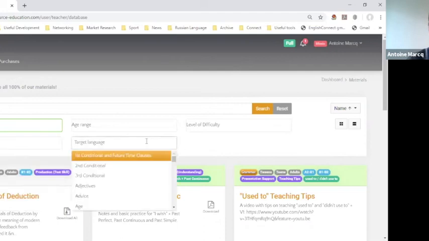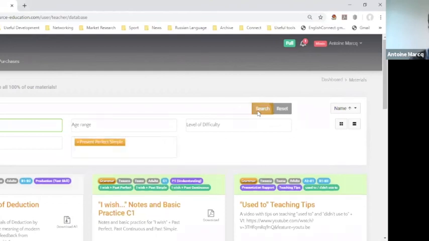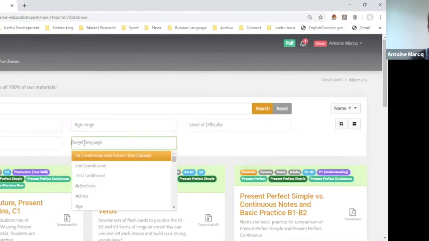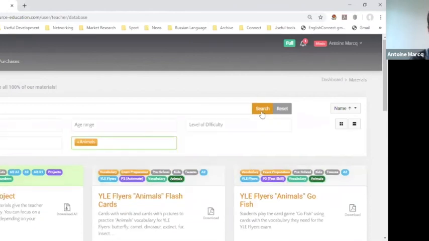And finally, target language. This is where you can type any target language you are looking for. It can be grammar. So for example, I start typing present, I have all these things. Present perfect, and I only want present perfect simple. There you go. I choose present perfect simple and I search. Ta-da! It can be vocabulary. Let's say I'm looking for animals. Ta-da!